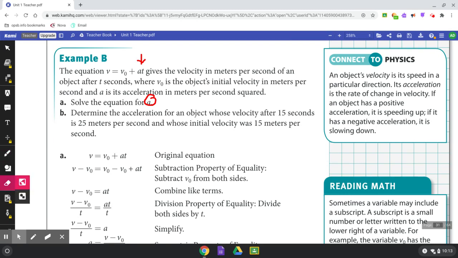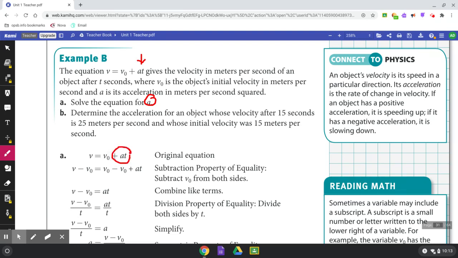Okay, so we have this original equation, V equals V sub 0 plus AT. And again, we're solving this equation for the specified variable A. So if you have V equals V sub 0 plus A times T, you want to isolate the term with the variable A, which is the AT. We want to isolate this term.